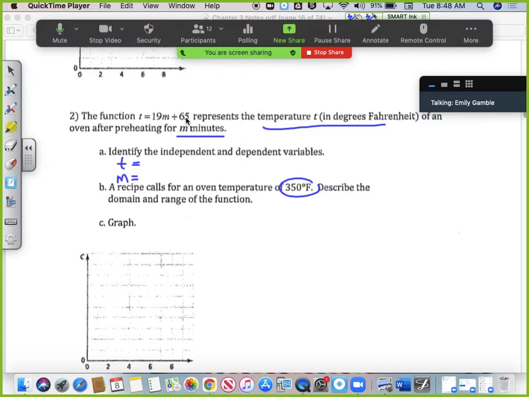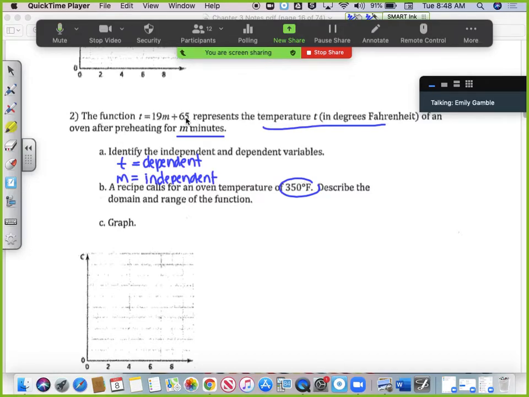Because if you don't preheat it at all, it's just going to be a normal room temperature. You preheat it for 5 minutes, it's going to increase. 10 minutes, it's going to increase. So M is the number of minutes, and this is the independent variable. And the temperature depends on how long you are preheating it. So T is dependent on M.